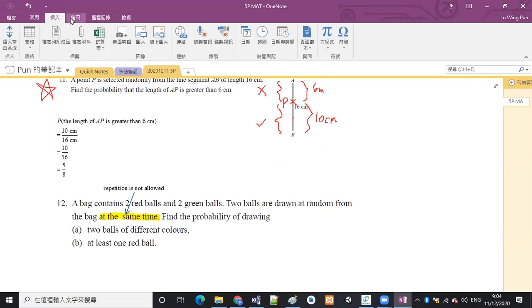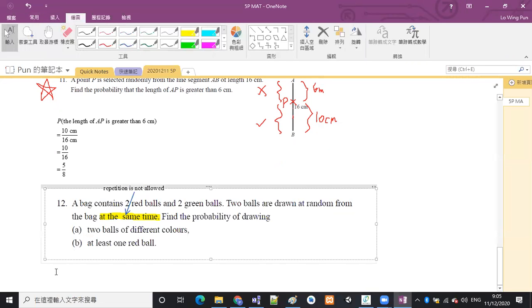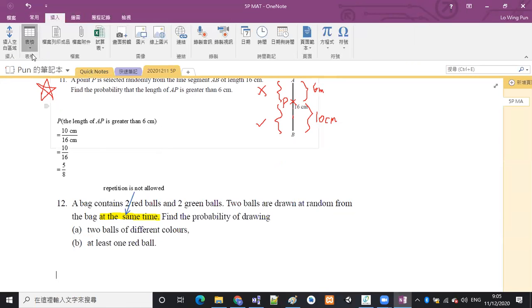going to use a table to list out the possibilities. Okay, so that will be like this.